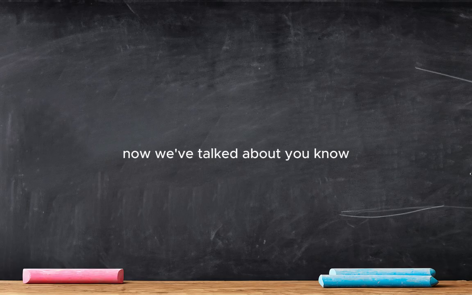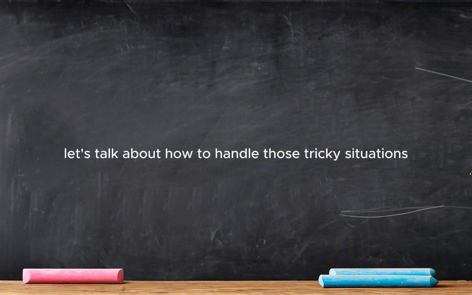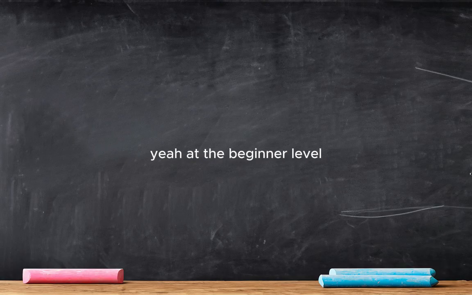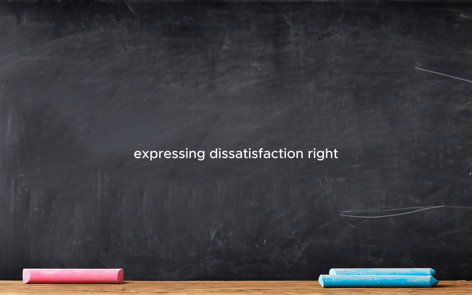Now, we've talked about the positive side of accommodation. Let's be real. Sometimes things don't go perfectly smoothly. True. So let's talk about how to handle those tricky situations when they arise. This is where clear and assertive communication is key. At the beginner level, it's about mastering those essential phrases for reporting a problem, requesting assistance, expressing dissatisfaction. It's about making your concerns known in a clear and respectful way. And remember, even if you don't know all the technical terms to describe a problem, just being able to explain the situation in simple language can get you a long way.